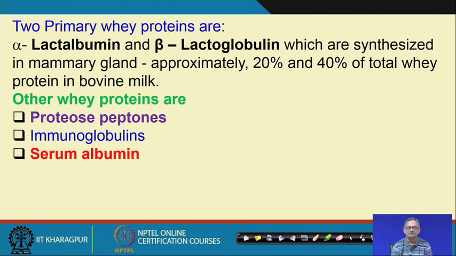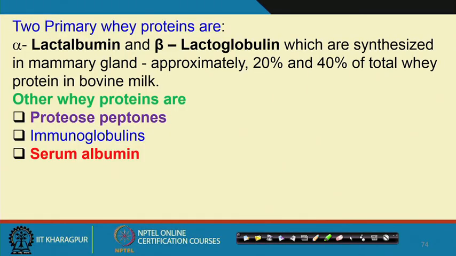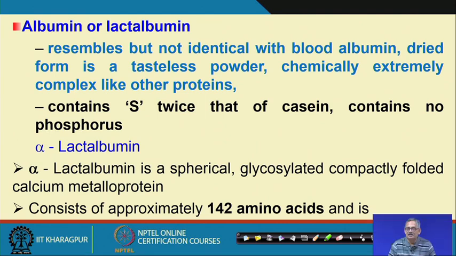Other whey proteins are proteose, peptone, immunoglobulins, serum albumin, etc. Some more will come subsequently as we proceed, right? So then albumin or lactalbumin resembles but is not identical with blood albumin. I don't know how many of you have undergone blood tests where this albumin is also there. So that's why it resembles the blood albumin but is not identical with it, right?